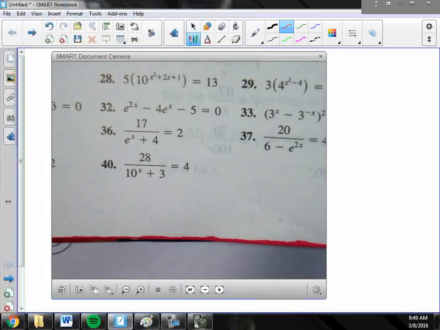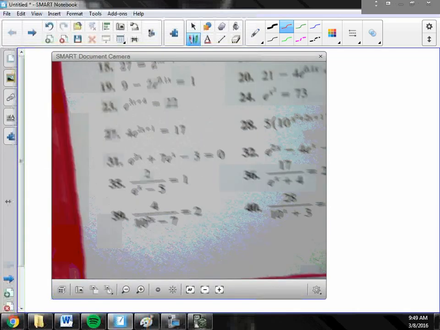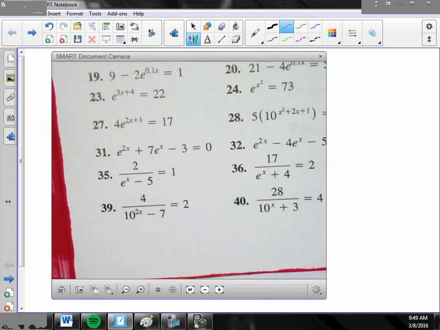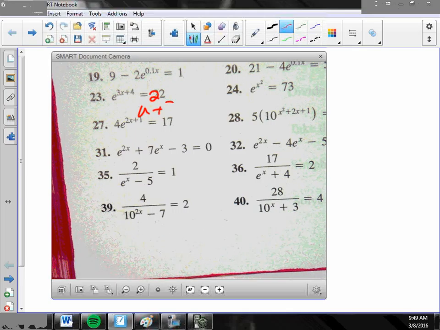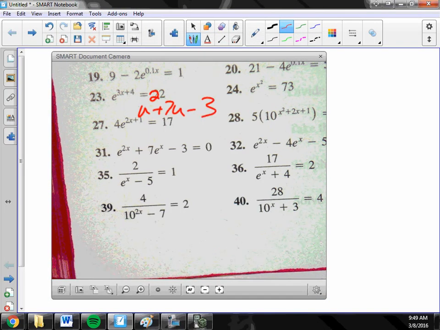Well, let's do 31. So, using u substitution, u squared plus 7u minus 3, where u is equal to e to the x. Are there factors of 3 that add to be 7? No. The biggest we can make that is 4. Well, it's a subtraction, so the biggest we can make it is negative 2. Okay, so we need to use the quadratic formula.